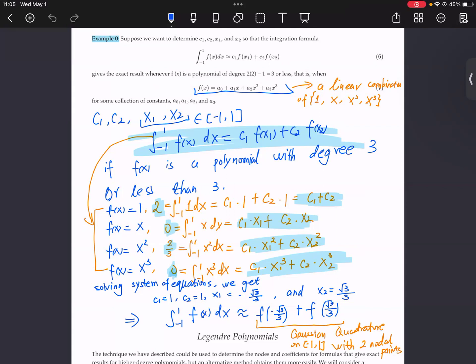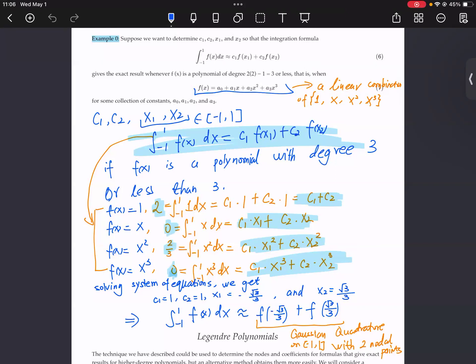So we do the substitution here, and then we solve this system of linear equations, and we get the coefficients C1, C2 and the nodes x1 and x2. As I mentioned last class, if we do it for 3 nodal points, we would expect 6 equations to solve for 6 unknowns, and that's a lot to do.